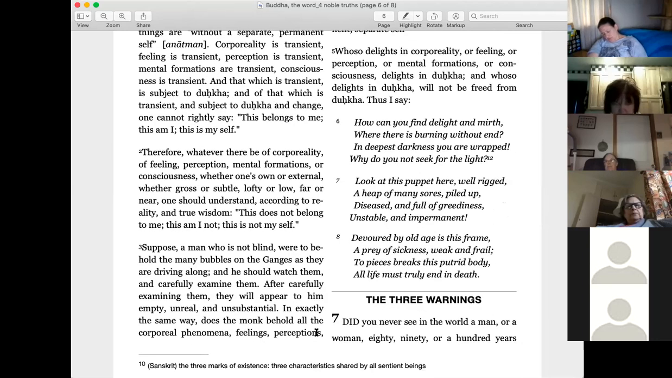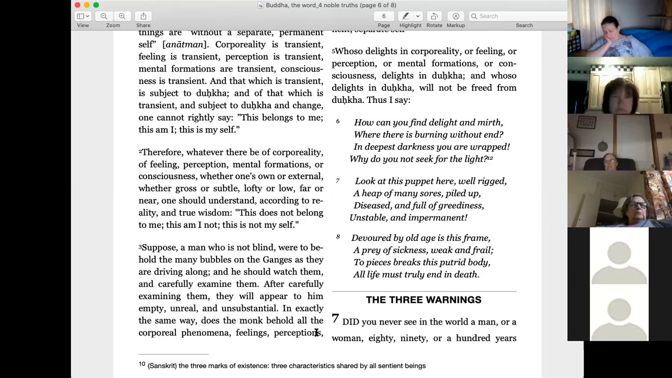So he explains here, suppose a man who is not blind were to behold the many bubbles on the Ganges as they are driving along, and he should watch and carefully examine them. After examining them, they will appear to him empty and unreal and unsubstantial. These little bubbles are just there, and then there's nothing in them, and then they pop and they disappear.